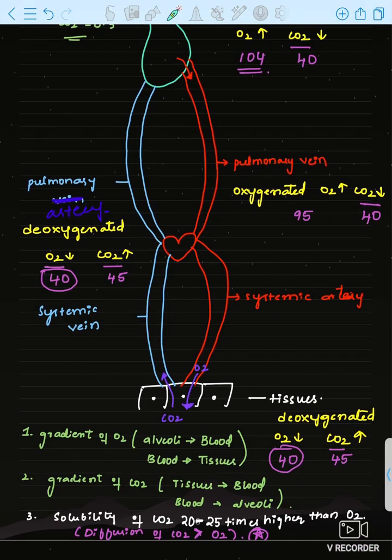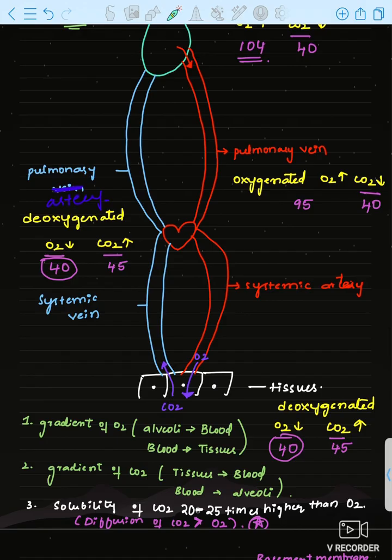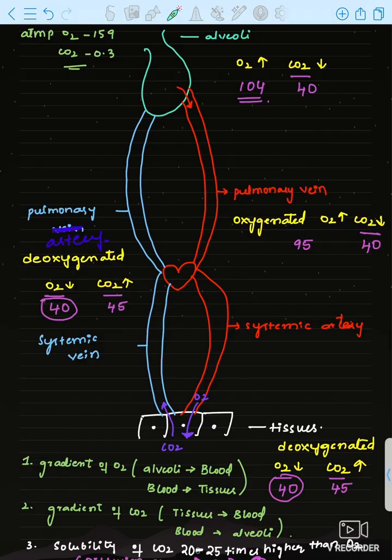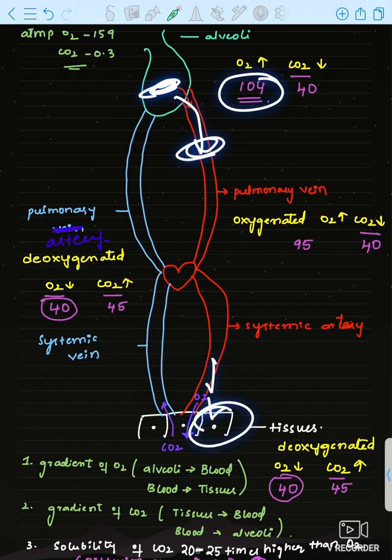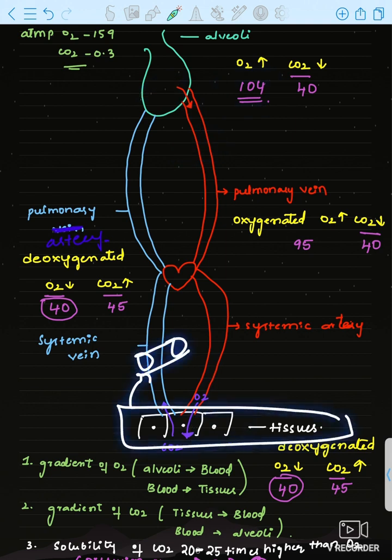So this is the exchange of gases. Here the gradient of oxygen: from where is oxygen moving? In the alveoli the concentration is high, so from alveoli to blood and blood to tissues. And the gradient of CO2: CO2 is more in the tissues, so tissues to blood and blood to alveoli.